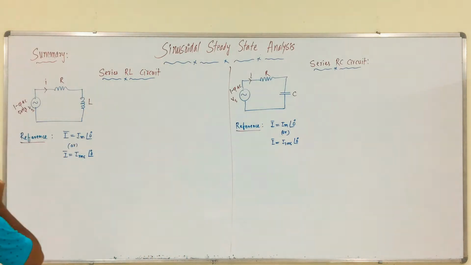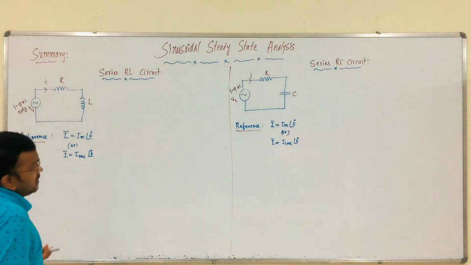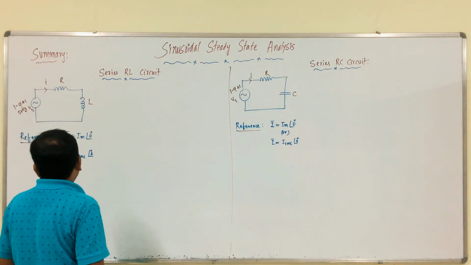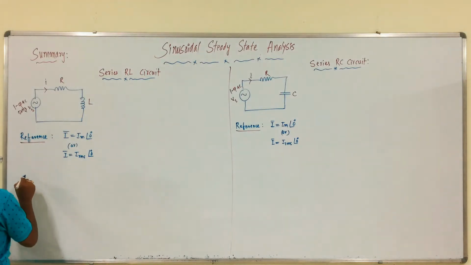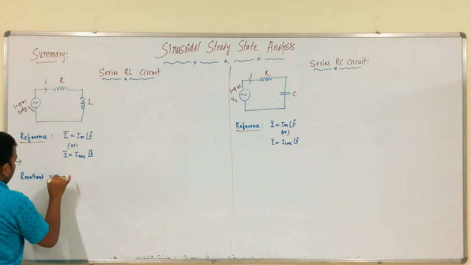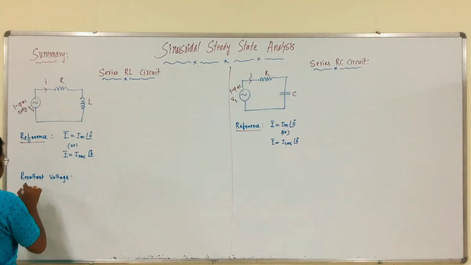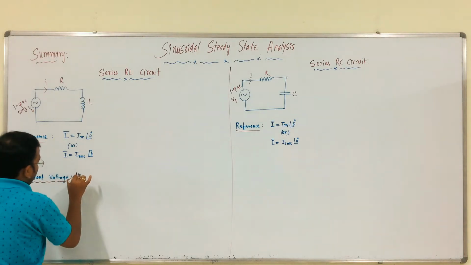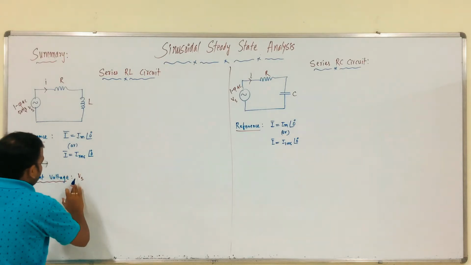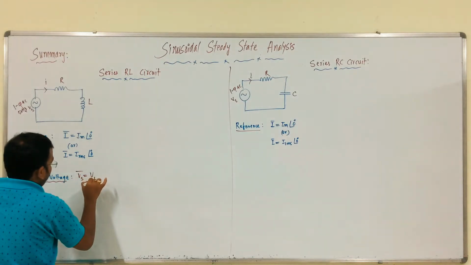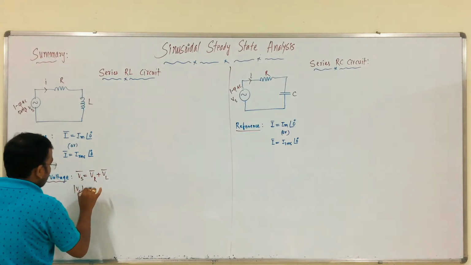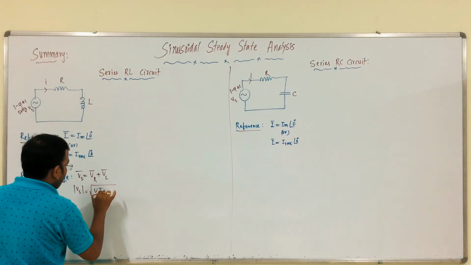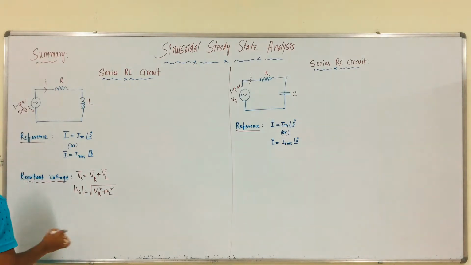Third one, resultant voltage. Okay, resultant voltage is what? First we have to write with respect to phasors. We have VR plus VL. Therefore, mod Vs is equal to the square root of VR square plus VL square. Clear? Like that.